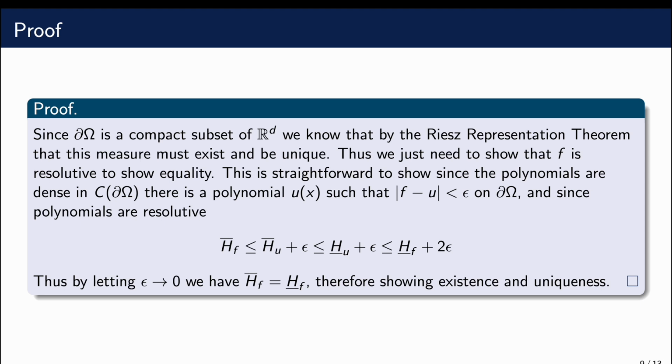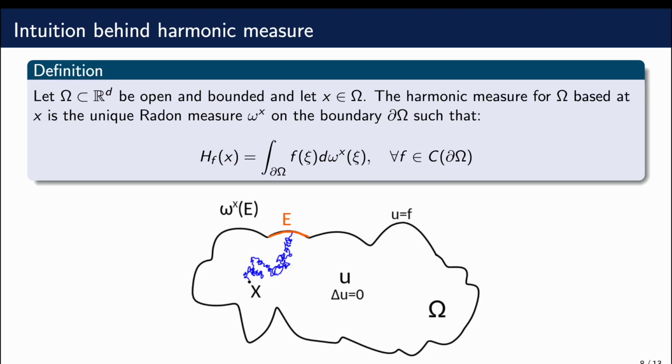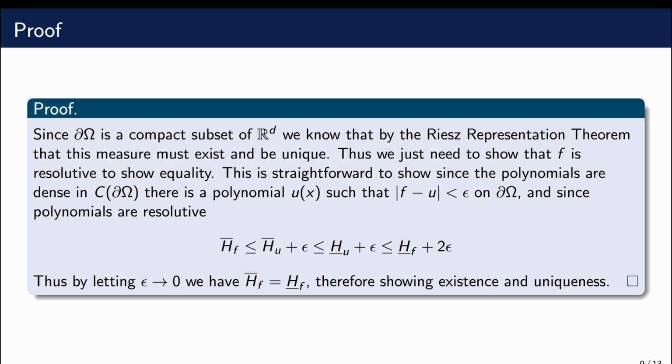Before continuing on, I figured I would include a small proof about the existence and uniqueness of the harmonic measure. Since we're looking at a bounded domain in R^d, the boundary of this domain is compact. And by the Riesz representation theorem, we get that the measure exists and is unique. Thus, as long as we show that f is resolutive, and show the equality of this statement, we have what we need.